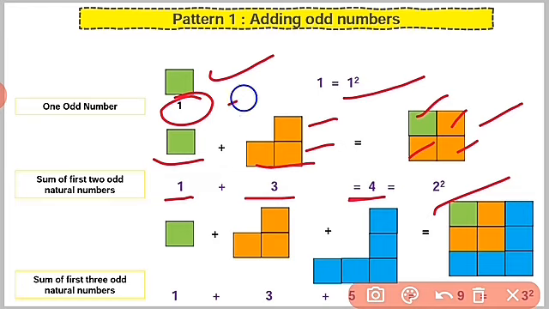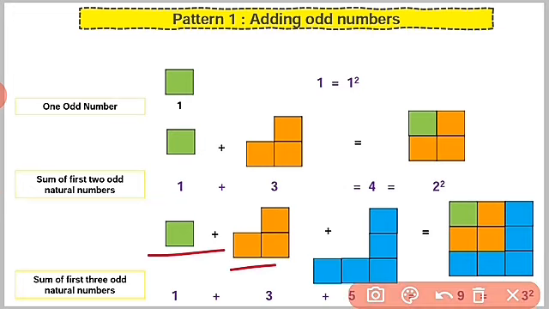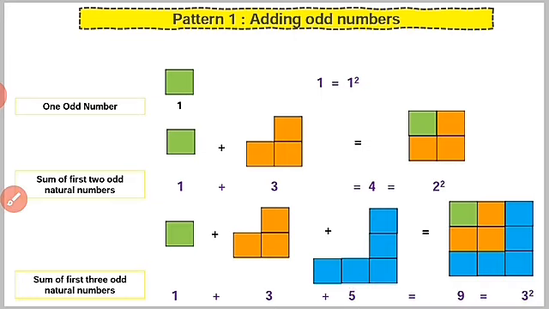Children, please note that 1 is an odd number, 3 is an odd number, and when I added first two odd numbers, I get a square of 2. Similarly, if I take total 9 boxes like this, and when I combine, we get a square. So if we see that again 1, 3, 5 are odd numbers. When I added first 3 odd natural numbers, I get square of 3, that is 9.